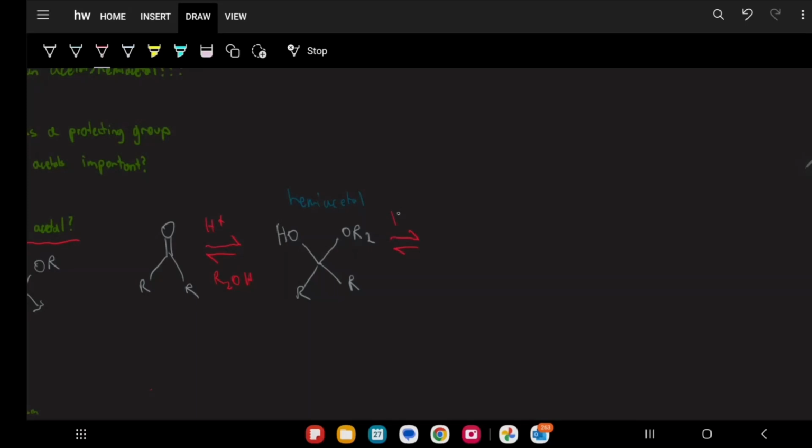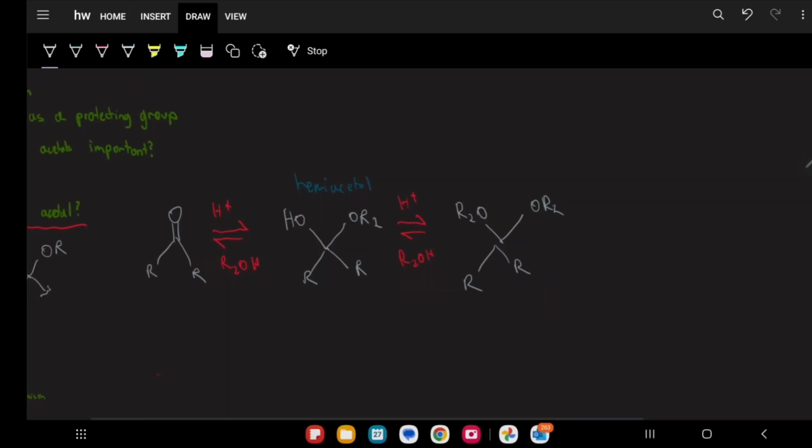If you repeat with H+ and R2OH, you obtain the same molecule, but the OH has been replaced with another equivalent of OR2. And this is the acetal.